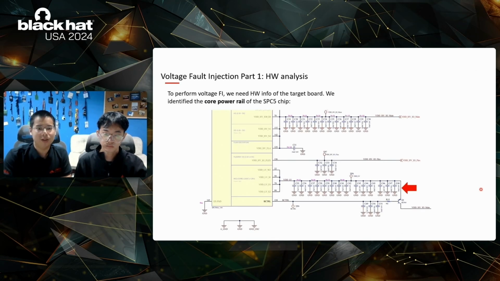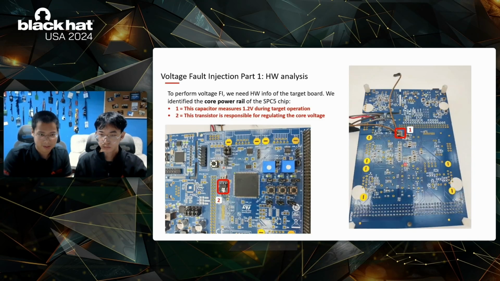So how did we do it? We made a hardware modification. Based on the schematic here, the core power supply voltage as marked here is 1.2 volts, which is regulated by the SBC5 chip itself through an external BJT. So in theory, all we need to do is to pull this rail to the ground, temporarily shorting it such that the voltage falls out of spec.